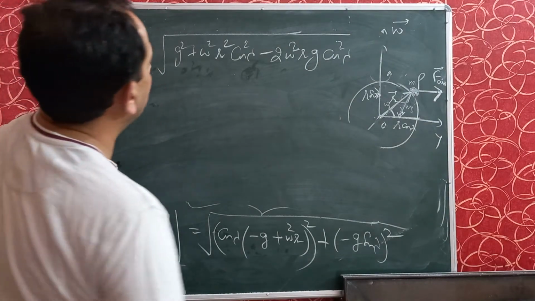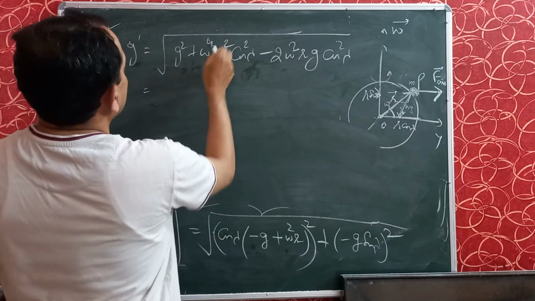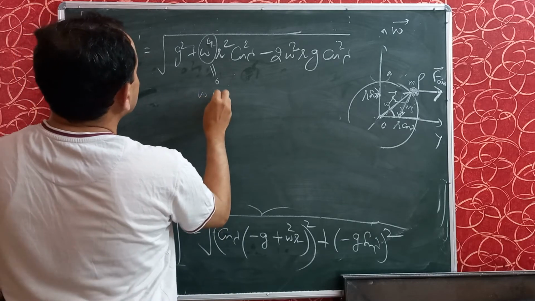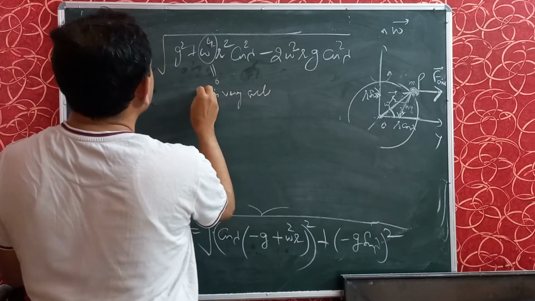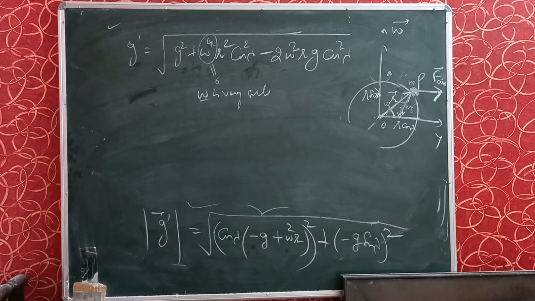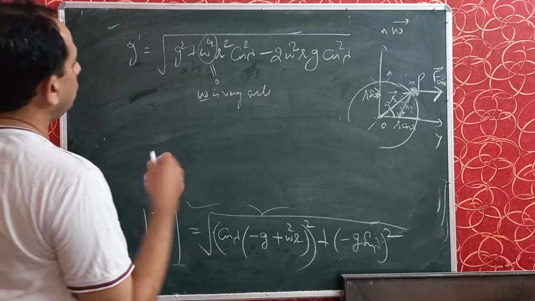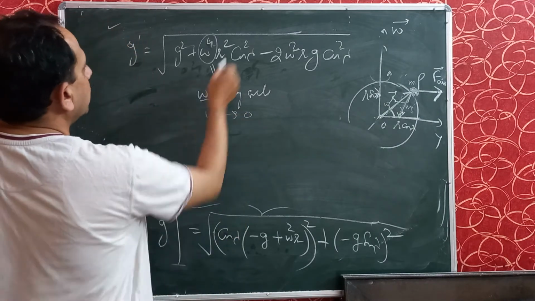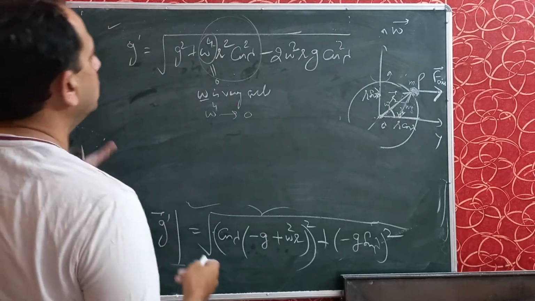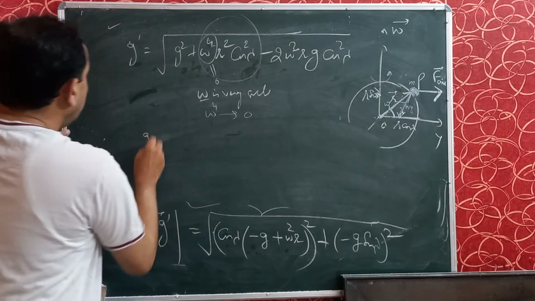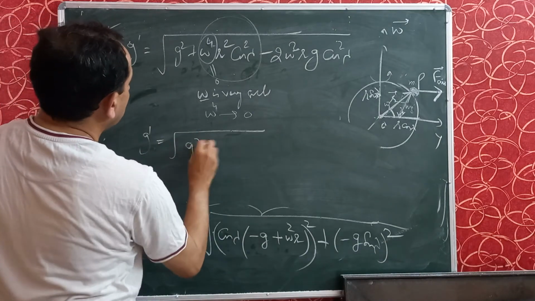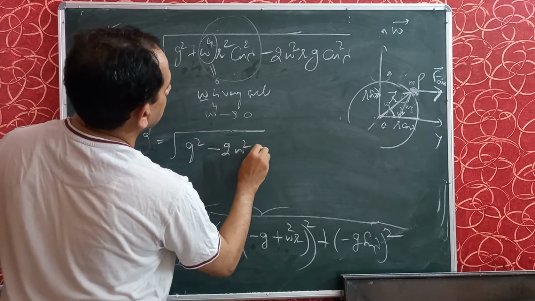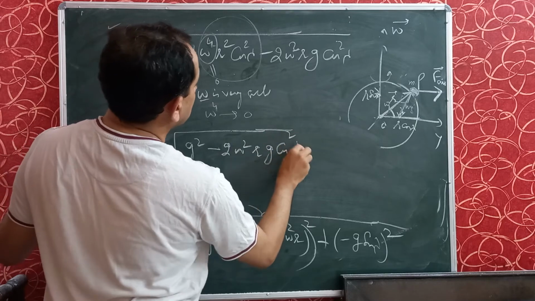And finally here it is omega power 4. So this term can be neglected. Why? Because omega, the angular velocity of Earth, is very small. When we take the fourth power of this small value, it will tend to 0. So we can neglect this term. This will become g dash is equal to under root of g square minus 2 omega square r g into cos square lambda.